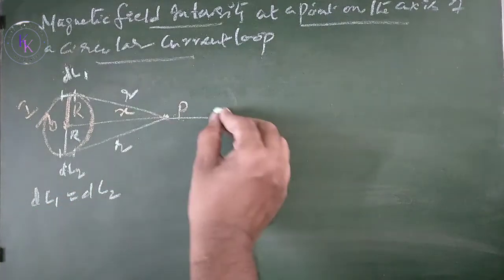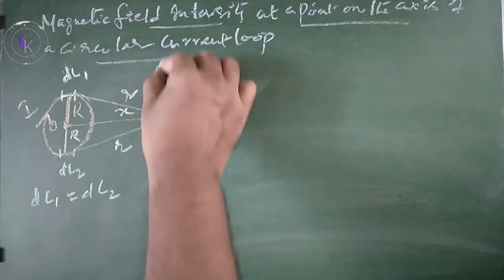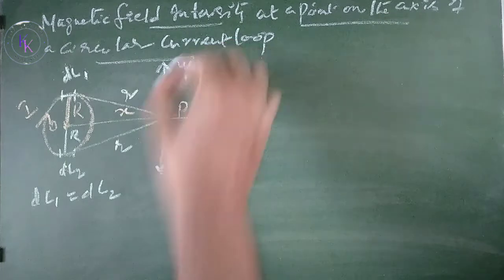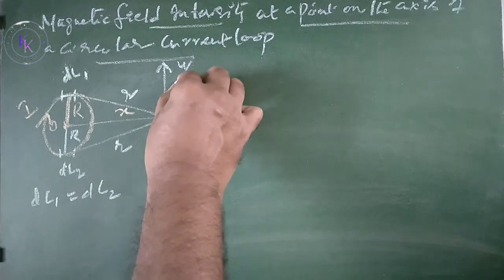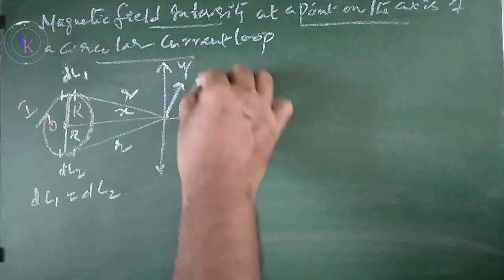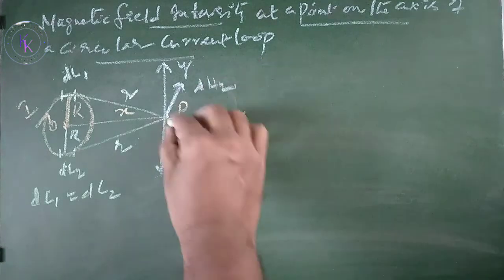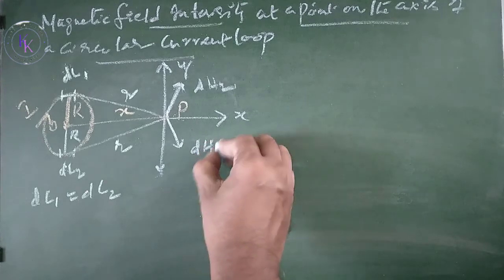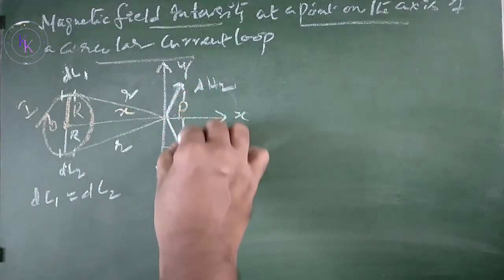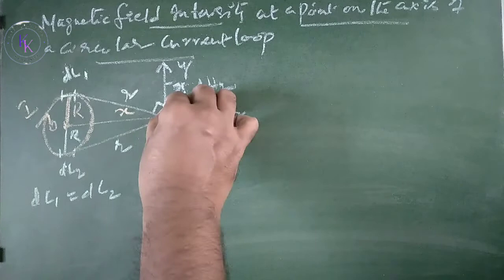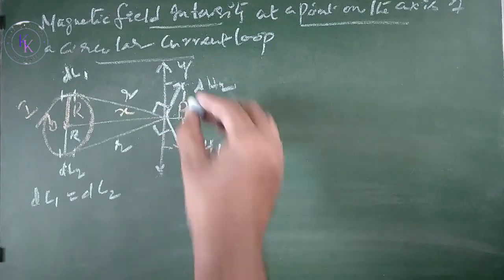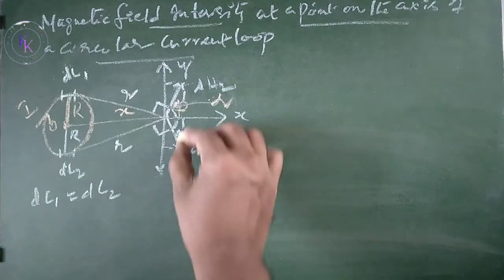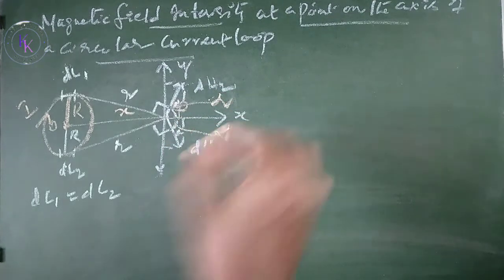Point P, let this be the x-axis and this is our y-axis, and this is dh2 and this is dh1, and the angle between these two is 90 and these two is 90. This angle is alpha, this angle is alpha.